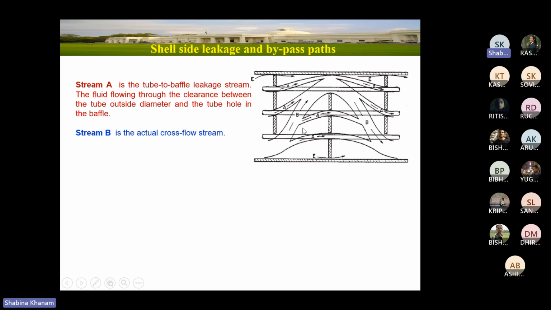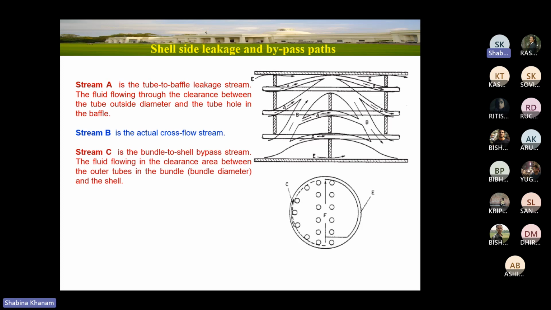Next I have stream B. Stream B is the cross flow stream. Now if you recall, Kern's method only considers stream B, and that too only at the middle. However, Kern's method considered the cross flow region from this baffle tip to this baffle tip. So stream B is the cross flow stream between two consecutive baffle tips.